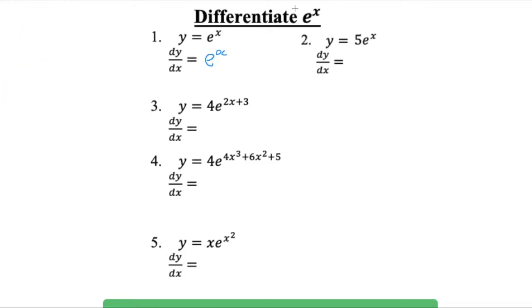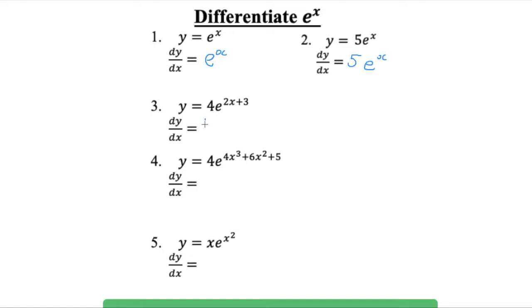Question 2. y equals 5e to the x. If you differentiate this, if you've got a constant, again, it doesn't change anything. It's still a constant when you differentiate. Slightly more complicated example, question 3. y equals 4e to the 2x plus 3.